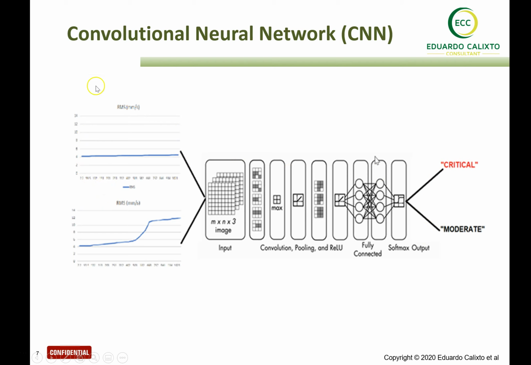So the general process is, first we need to train our convolutional neural network with a set of images, and after that I will start to input an image and get this classification.